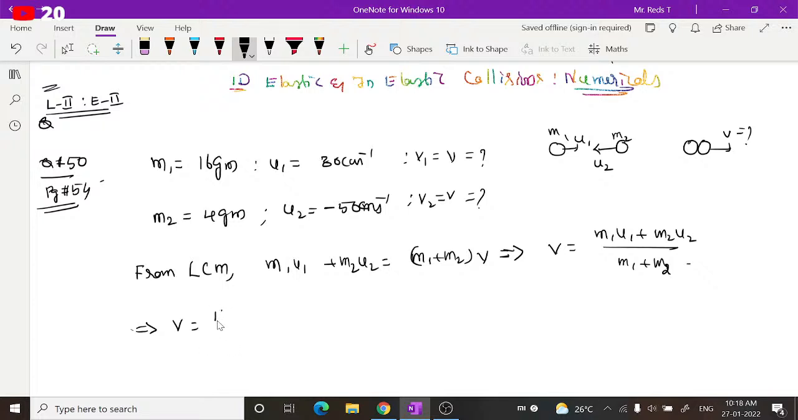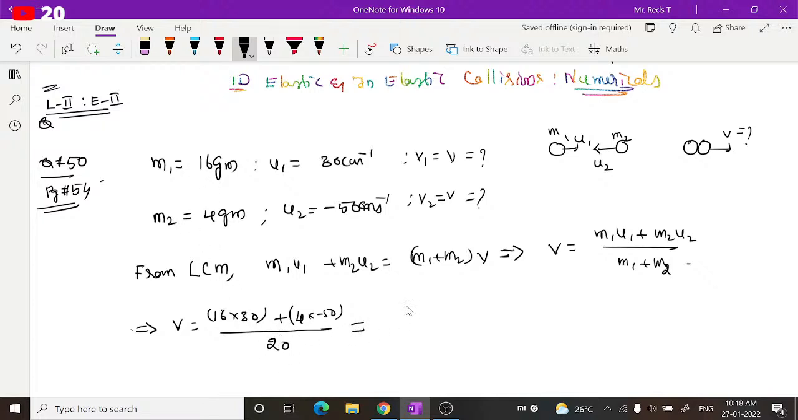M1 u1: M1 is 16, u1 is 30, plus M2 is 4, u2 is minus 50 because it is moving in the opposite direction. Here you have to take its sign, guys. Minus 50, divided by the total mass, 16 plus 4, 20 grams.